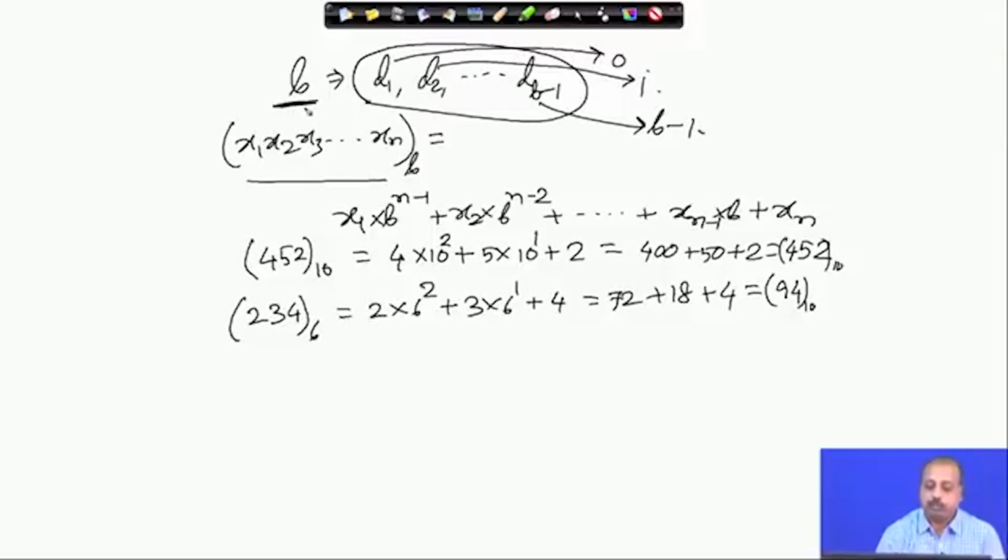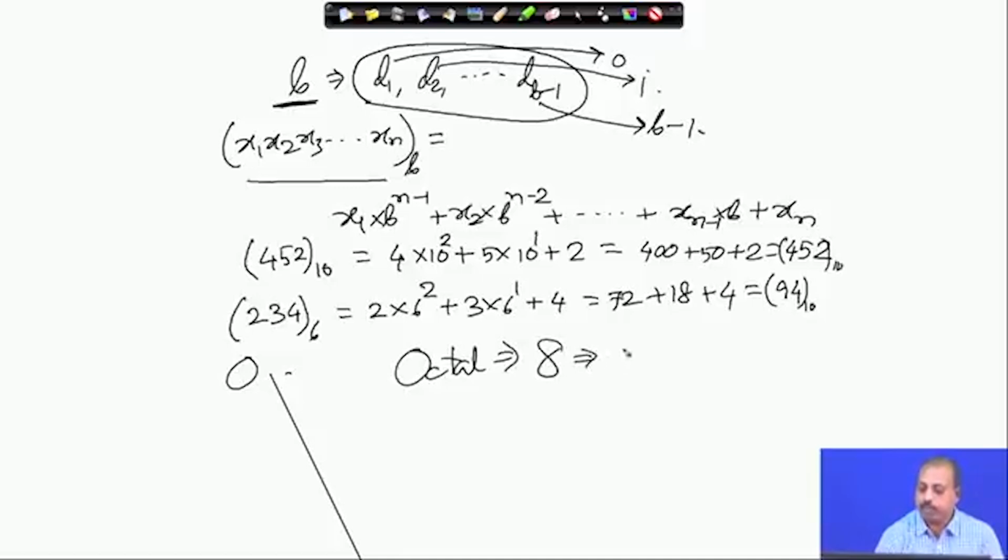Now, how do we get from one number system to another number system? Before that, you are also familiar with the octal number system, where the base of the number system is 8, and the digits there are 0 to 7.